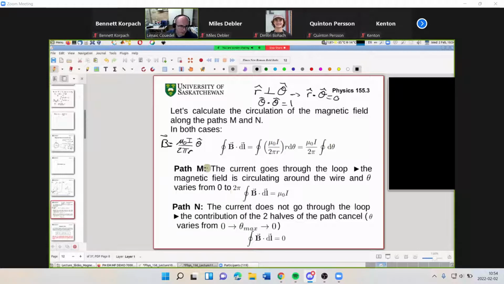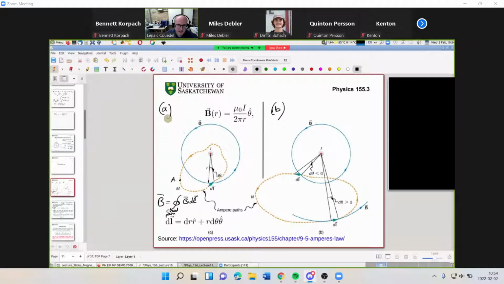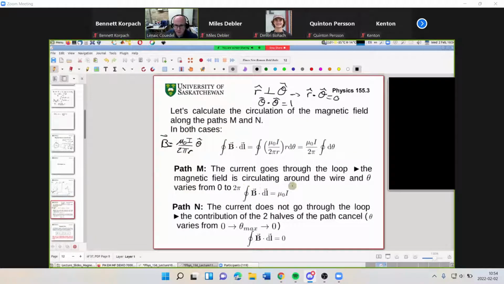Okay, so if I go back to my case A, where I have my path capital M here, you see that I'm going around the wire. So my theta angle goes from 0 to 2 pi. So in case A, I'm going around the wire, the angle theta varies from 0 to 2 pi, so this integral of d theta is 2 pi, and it ends up with the result equal to mu 0 I.